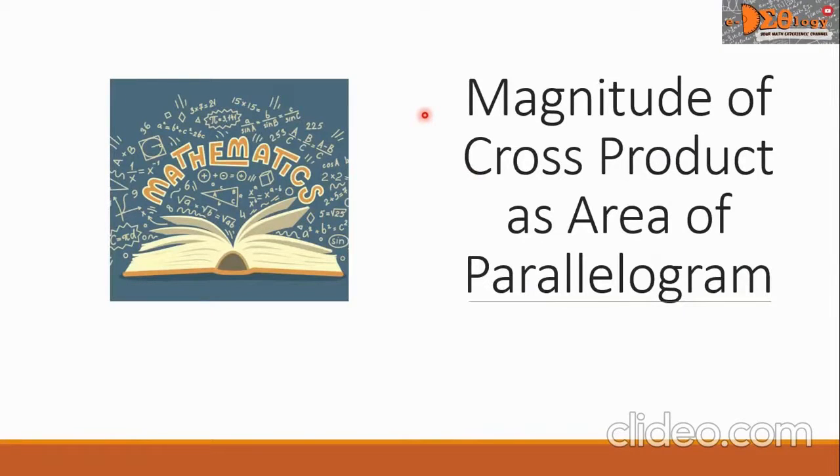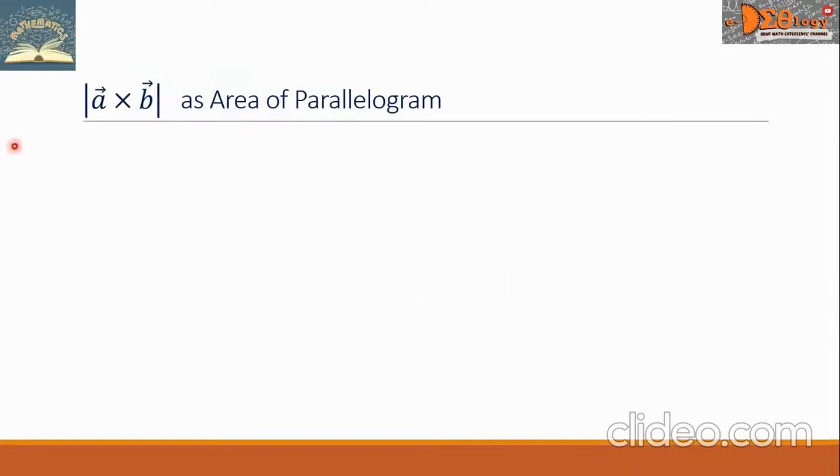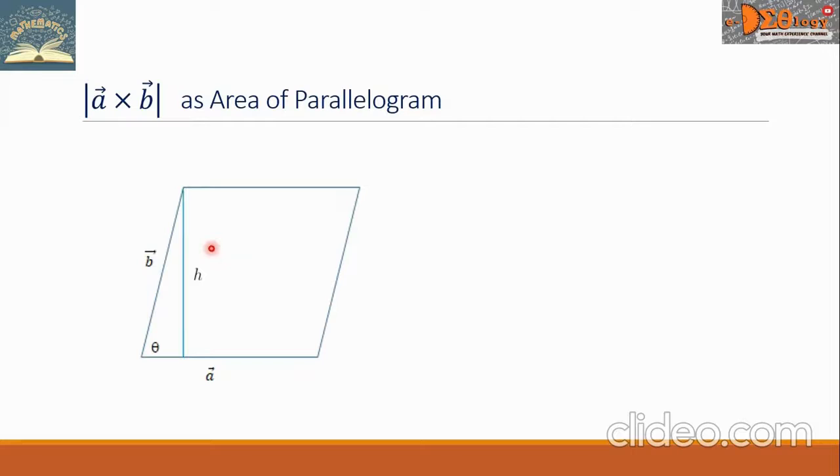Today we're going to study magnitude of cross product as area of parallelogram. So we use the symbol here, the magnitude of vector A times vector B as area of parallelogram. Given a parallelogram, we assign some values, so the base is the vector A, the side here is the vector B, and we assign this angle here to be angle theta. Now let us assign the height h.